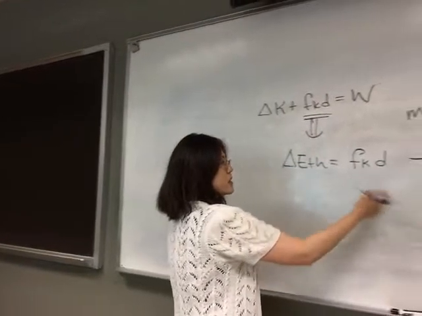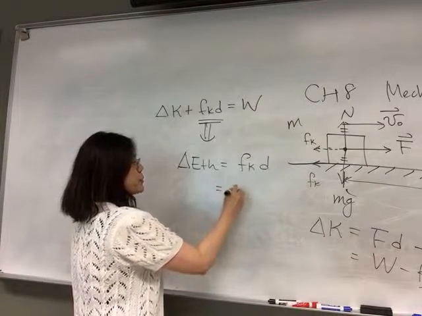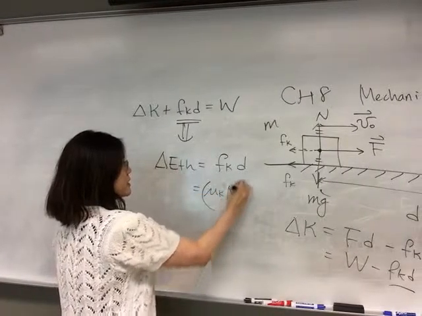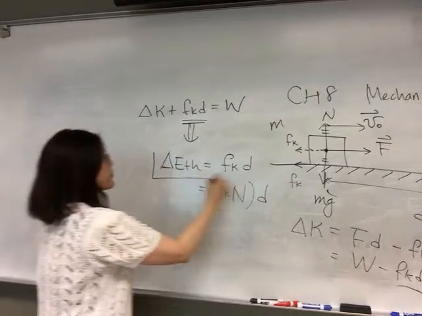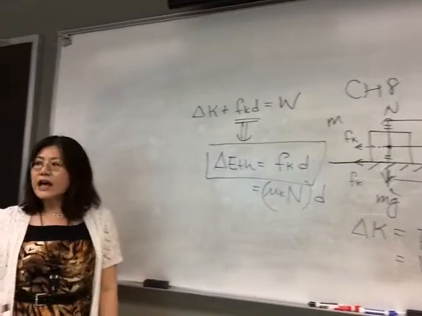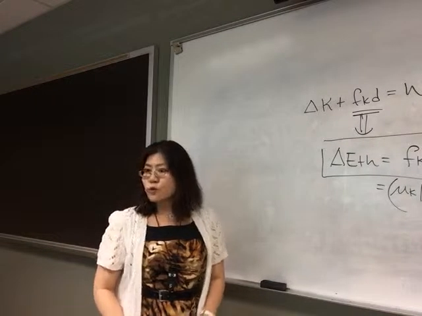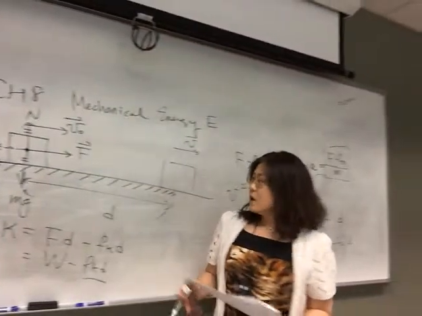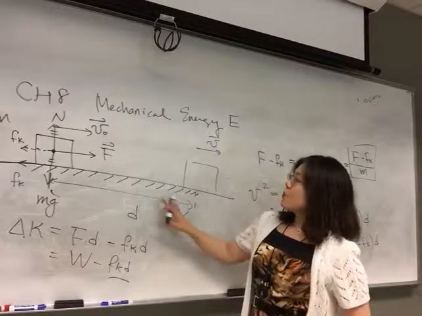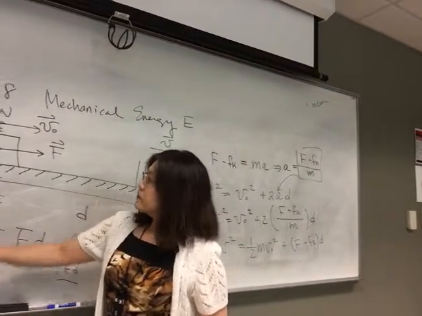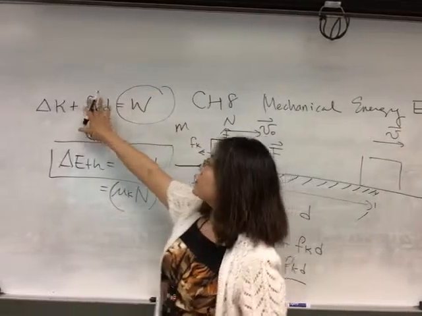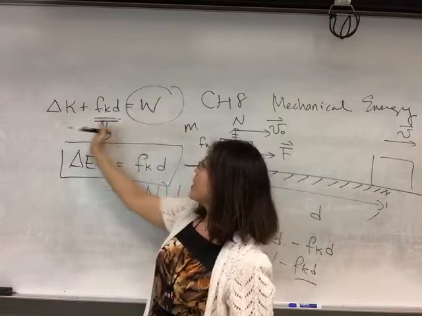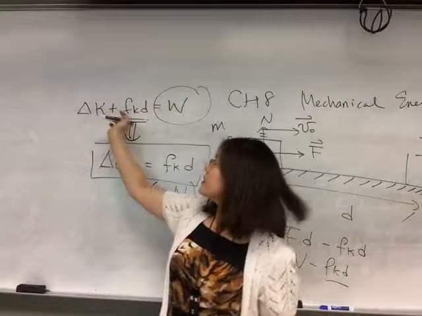Okay, so in that case, we know Fk is just mu K, the kinetic frictional coefficient, times the normal force, and then times your d. So this expression is another expression for the thermal energy dissipated by the frictional force, which is Fk times d. Okay? So what it means is that if there's no friction, then you don't have to consider this term. But if there's friction, this work goes in to support the delta K and then this term.